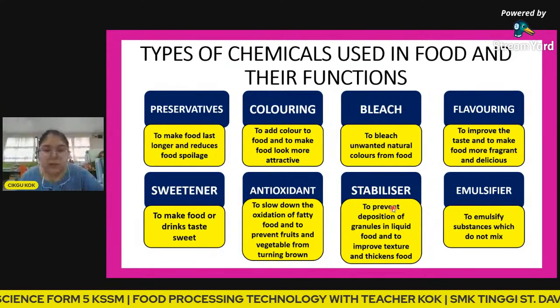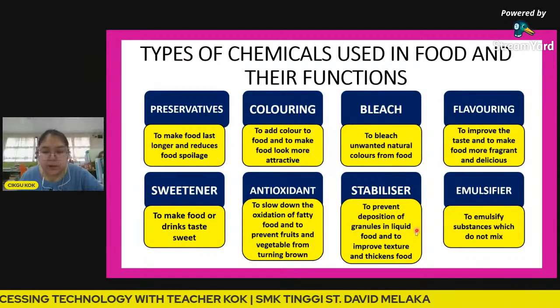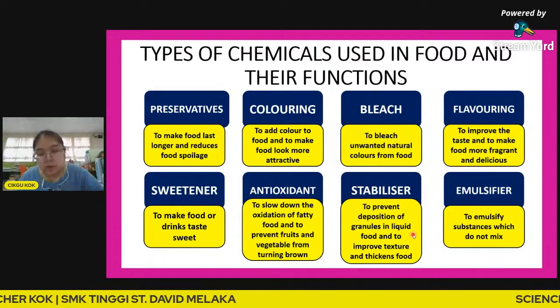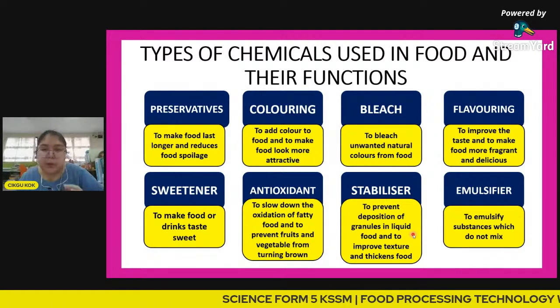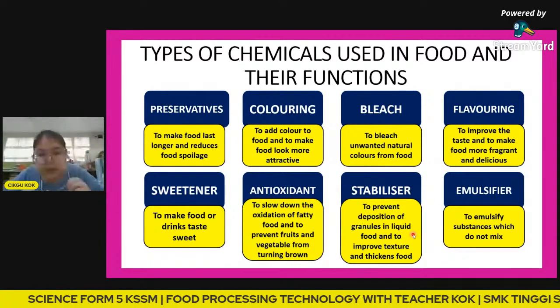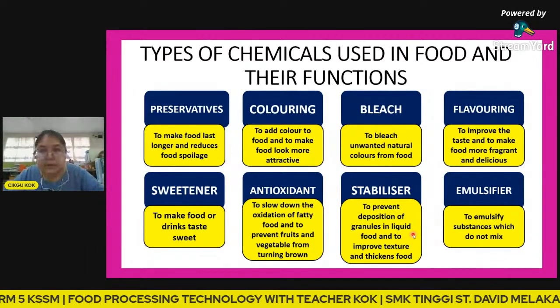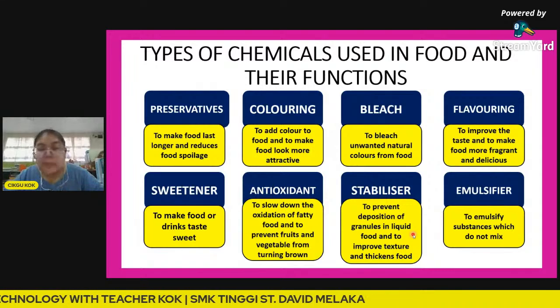After that, we've got stabilizer. Stabilizer is to prevent the deposition of granules in the liquid, for food and also liquid. It also improves the texture and thickens the food. After it is left for a long time, your food might become smaller in size. So they want to make sure the food maintains its size, so they put in the chemical, the stabilizer.